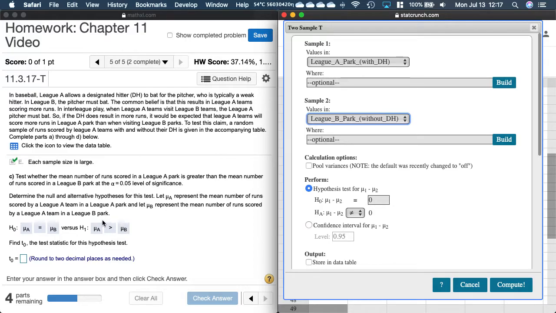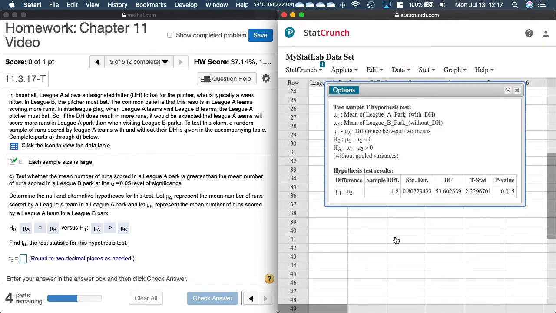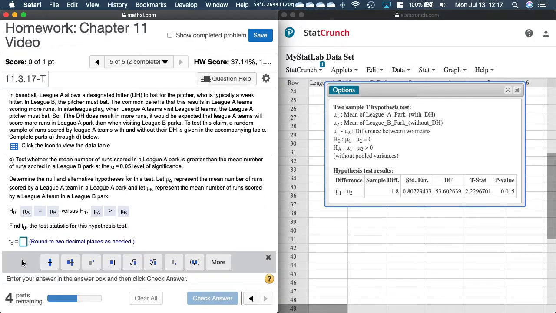And then again, if I bring mu sub B over here, it says mu sub A minus mu sub B is greater than 0. All right, so we'll need that. We come over here, our standard error, our degrees of freedom, and here is our t-test statistic. We want to round to 2 decimal places, so this is 2.23. So we'll just enter 2.23.